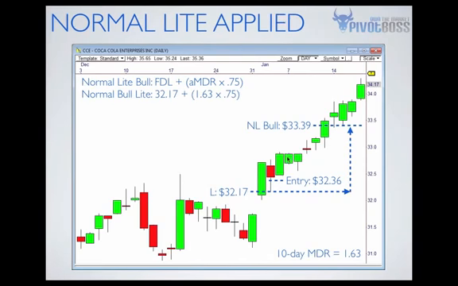Again, that was reached 1, 2, 3, 4, 5, 6, 7 days. So a 10-day, multiple day range normal light target was reached in 7 days, and it gave you a very nice gain of over $1.